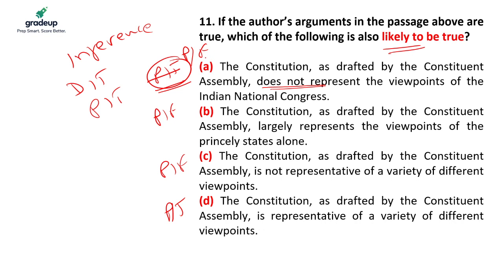This is probably false, because it does represent everybody. So Indian National Congress also comes into it. And then the D, the Constitution as drafted by the Constituent Assembly is representative of a variety. Now here Indian National Congress is also included. Therefore D is the correct answer.